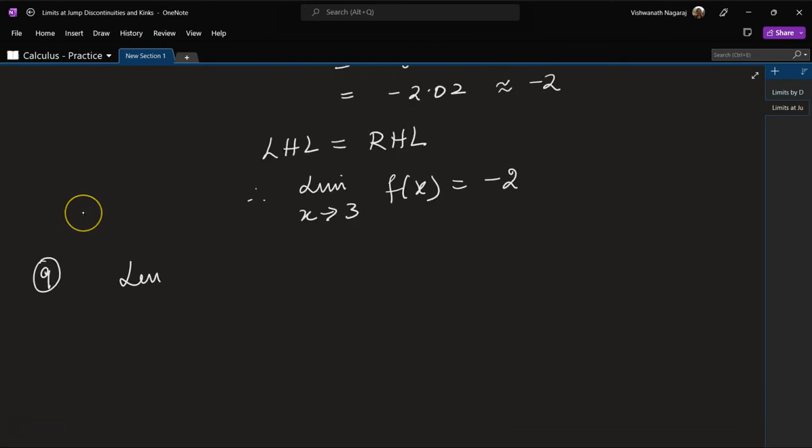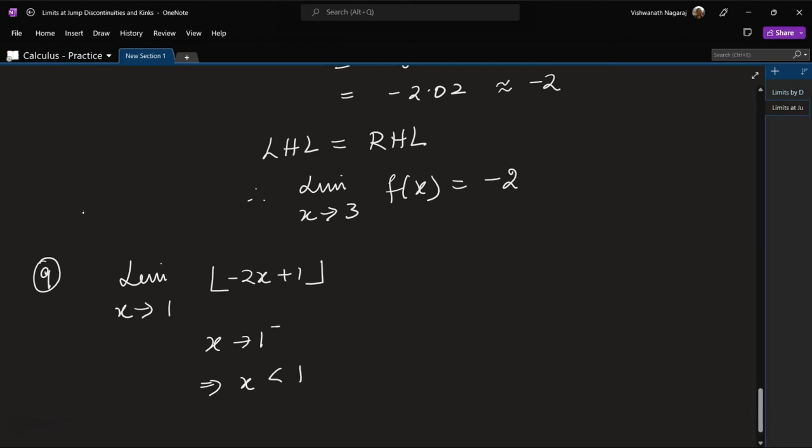Ninth one: limit as x approaches 1 of floor of minus 2x plus 1. Just like a floor function, we also have a ceiling function. So you can try out that as well. Okay, so again, there is no plus or minus, so which means if x approaches 1 from the minus side, implies that x is less than 1.